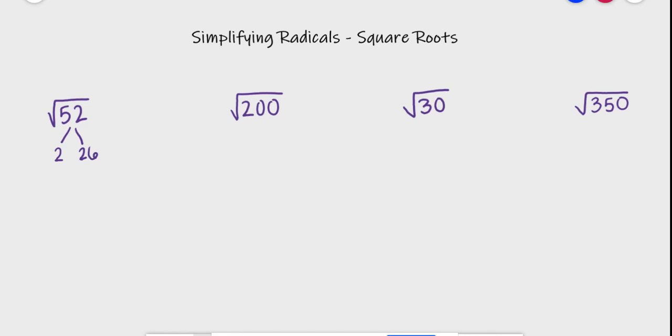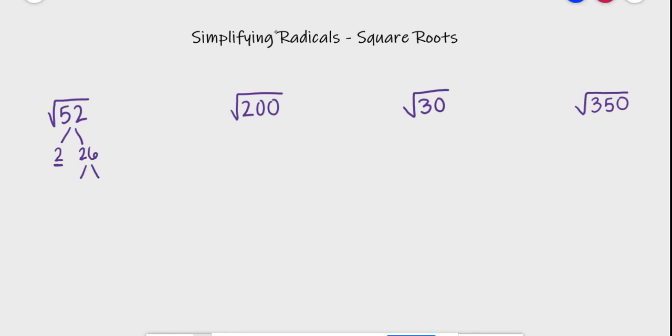So the number 2, what multiplies to get 2? Just 2 and 1. 1 and itself. So that means 2 is prime. So I'm going to put an underline to remind myself that that is a prime number and we are done with it. 26, I know it's not prime because it's even.